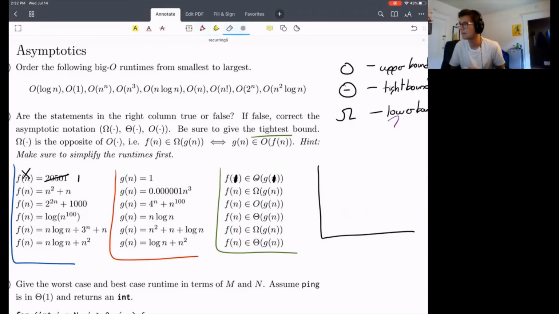It's the tightest bound. Okay, the next one I think is actually going to be a little bit easier to understand because it's more in line with what we were just doing before. Okay, first thing first, we need to simplify these. So we want to remove any constants and we want to leave only the biggest term.